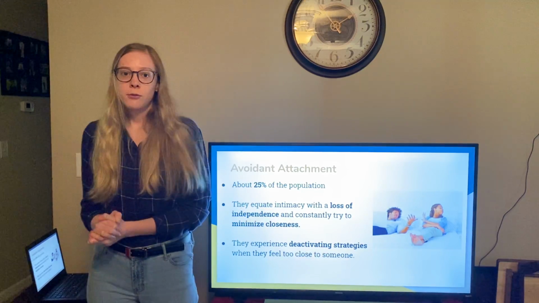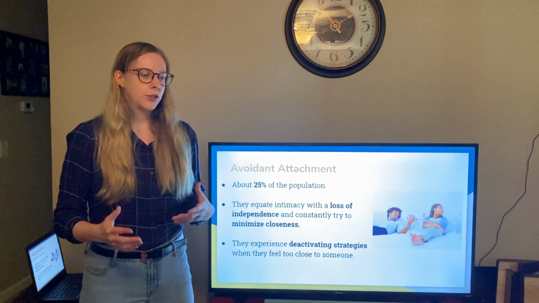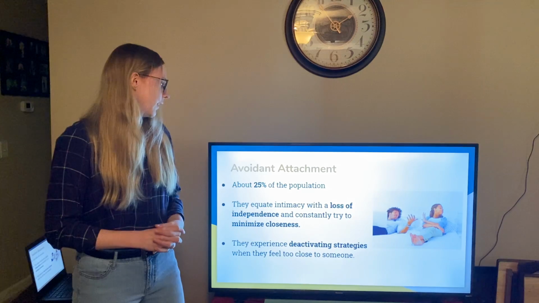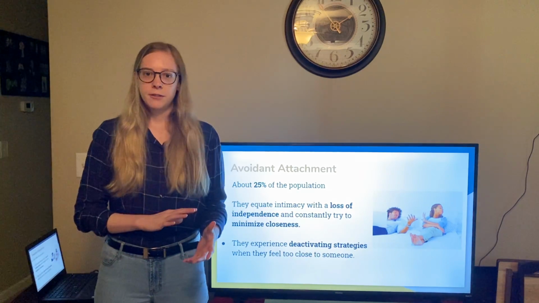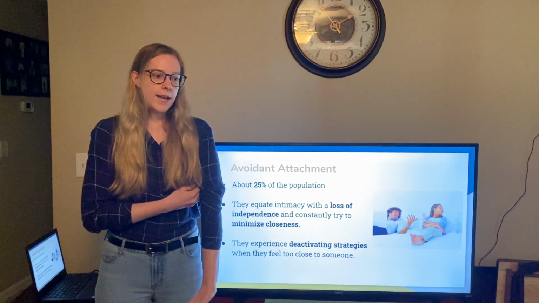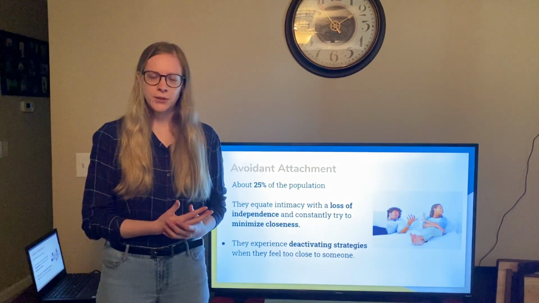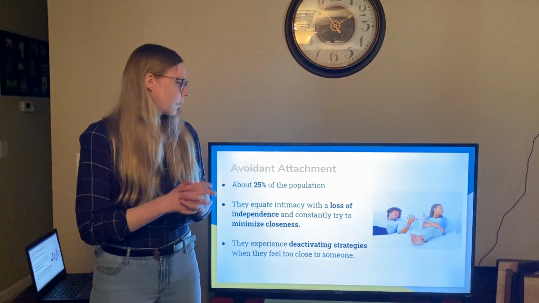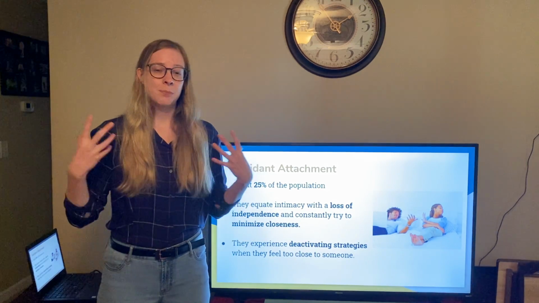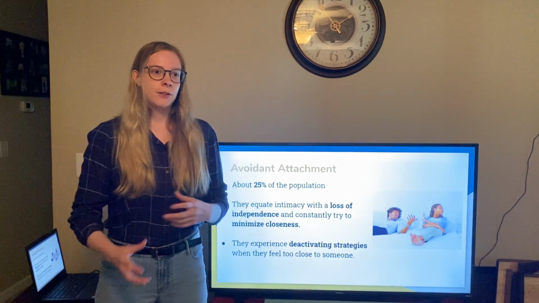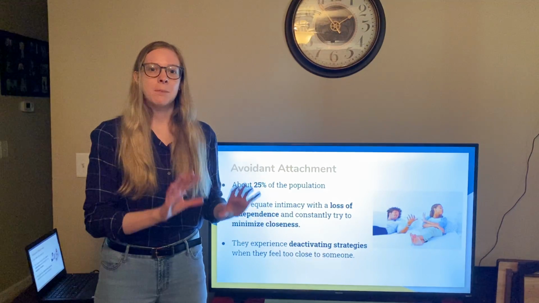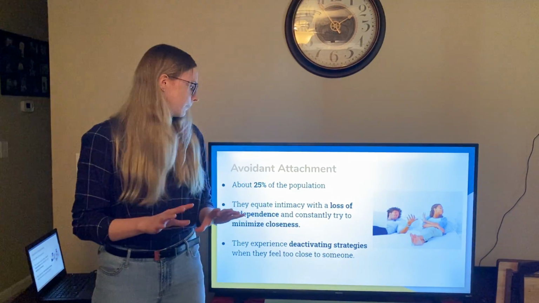Next, we're going to go into avoidance. So avoidantly attached people are also 25% of the population, and they're the total opposite from anxiously attached people. They have issues with intimacy. They don't feel comfortable being close with somebody, and their main goal in a relationship is to feel independent. So when they feel like they're too close to somebody, they want to minimize that intimacy as much as possible.